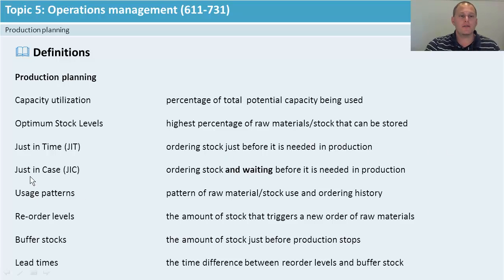The other part is just in case, and these two go together. Basically, you're going to order stock and it's going to wait around until it's ready to get used. So you're going to have warehouses full of raw materials and stock, potentially finished goods to get used in bigger goods later on down the track. Notice with just in time, you order it just when you need it, and just in case, you keep it lying around when you need it.